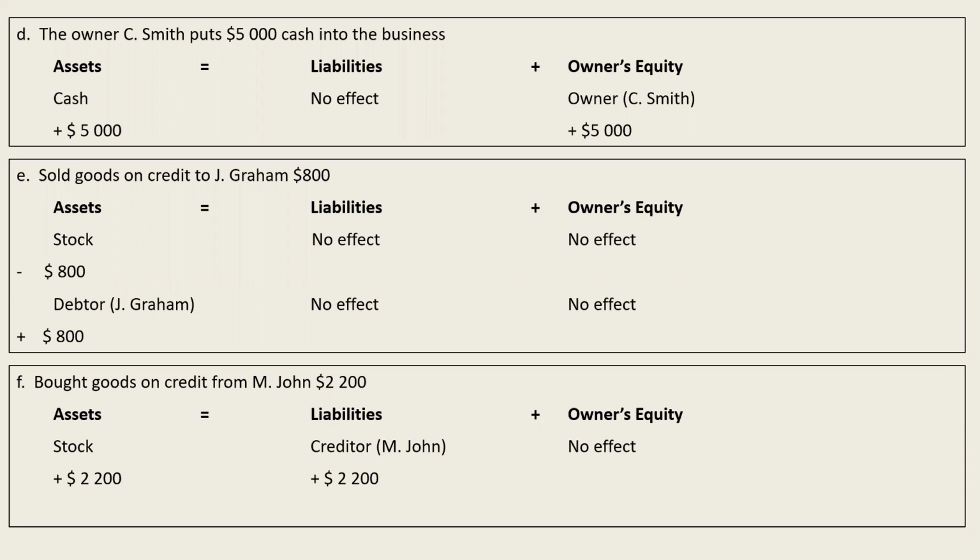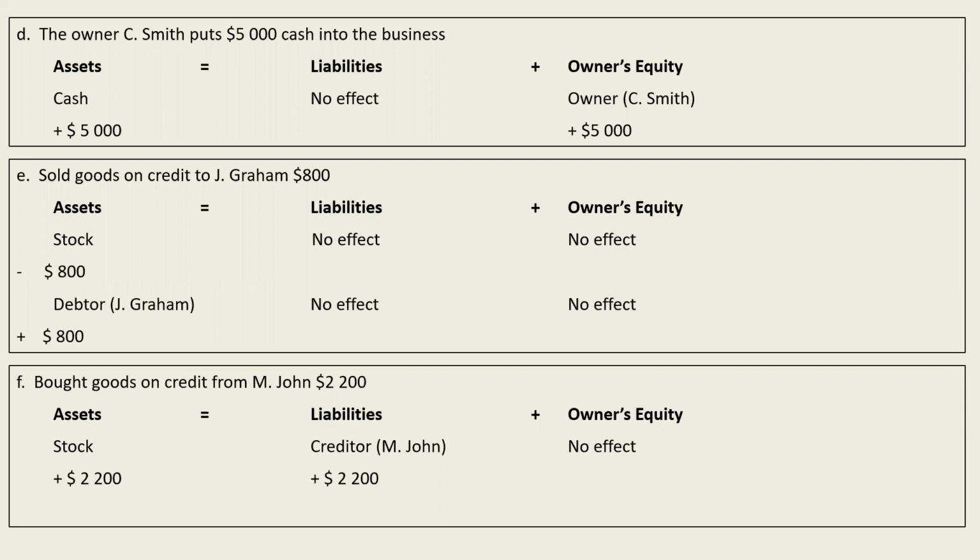Moving on to D. The owner, C. Smith, puts $5,000 cash into the business. So the owner decided that he is going to pay the business, because the owner and the business are two separate entities. So the business received $5,000 cash. Obviously, the cash is going to increase because the owner puts $5,000 into the business. And by extension, because he has increased his capital by $5,000, you would show as well that his capital has been increased by $5,000.